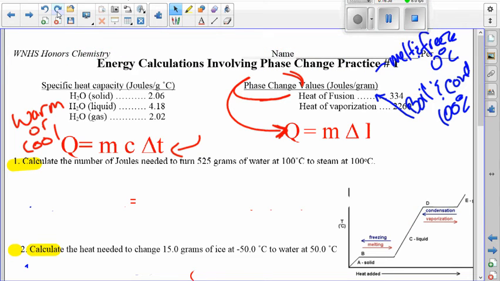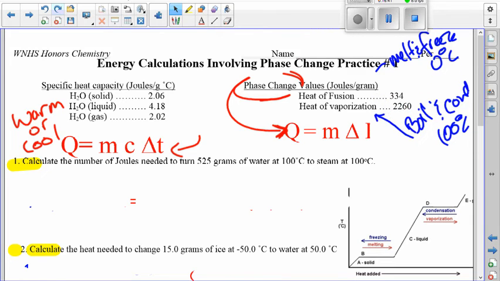So, heat of fusion, remember, is just when you're melting or freezing at 0 degrees. Heat of vaporization is when you're boiling or condensing at 100 degrees. All right. When you're warming or cooling, you're using Q equals MC delta T, and you're using Q equals M delta H when you're going across a bridge. All right. In this first problem, calculate the number of joules needed to turn 525 grams of water at 100 degrees to steam at 100 degrees.